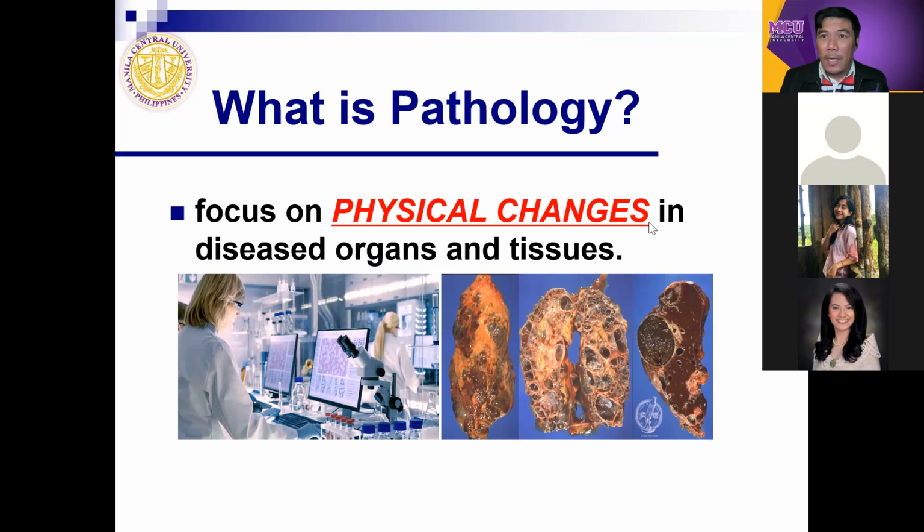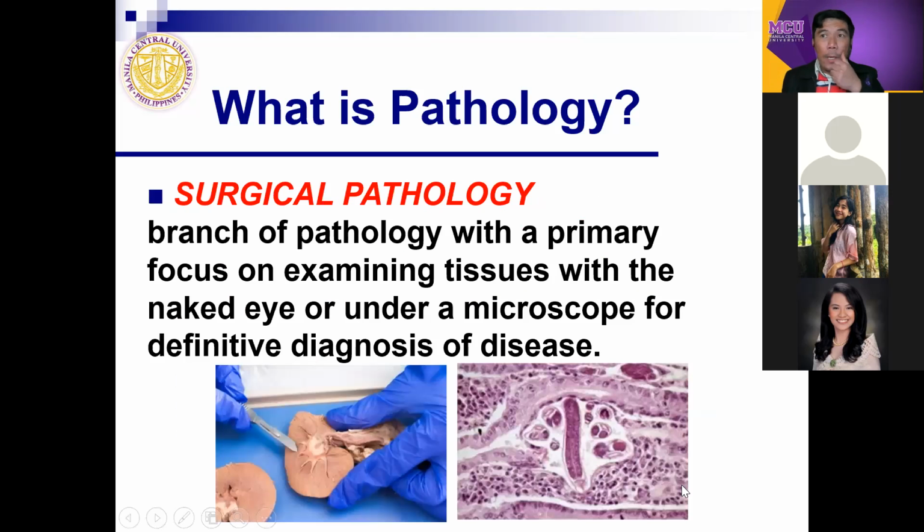Now, as I have mentioned, we have pathology as it is related to the disease process in relation to its effect on the cells, the tissues, the organ system, and the organism as a whole. Now, to continue, we have what we call surgical pathology. Surgical pathology is a branch of pathology which focuses mainly on examining tissues.